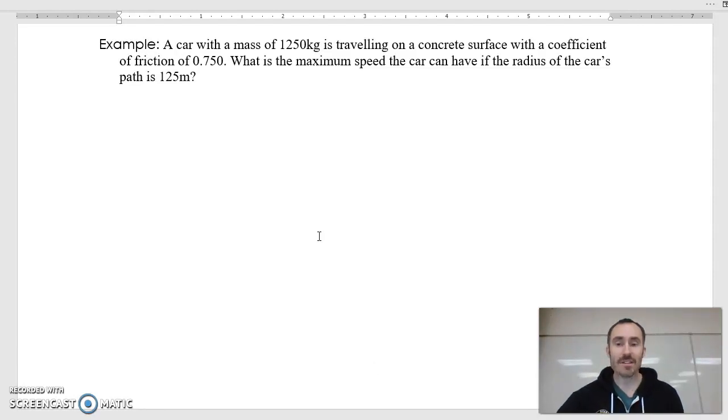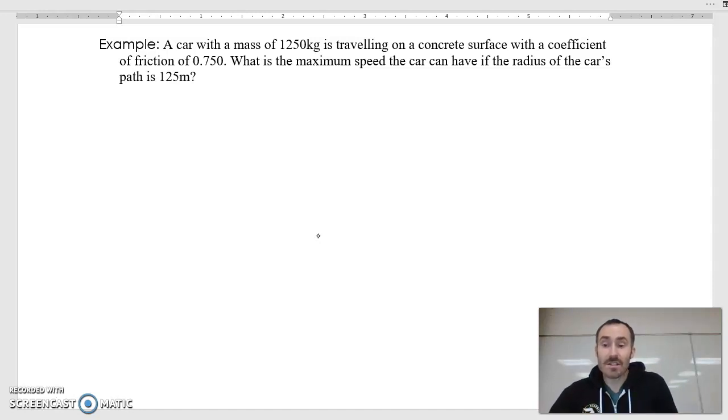A car with a mass of 1,250 kilograms is traveling on a concrete surface with a coefficient of friction of 0.75. What is the maximum speed the car can have if the radius of the car's path is 125 meters? We are trying to figure out maximum speed.